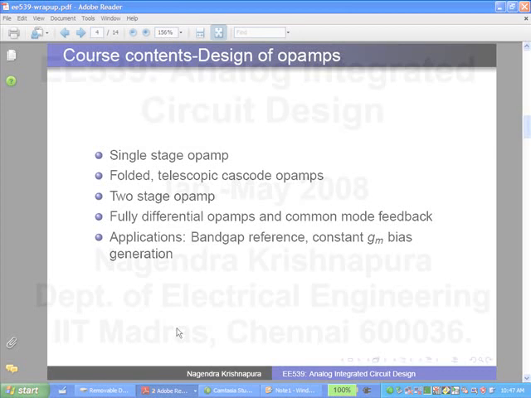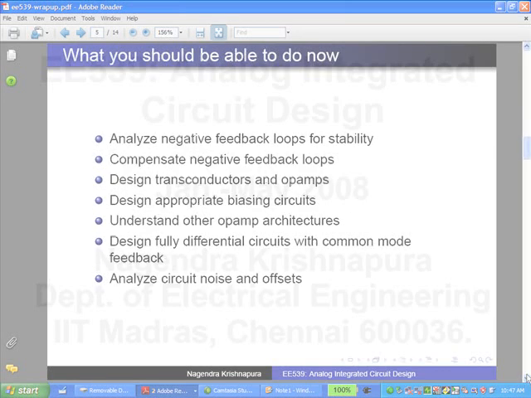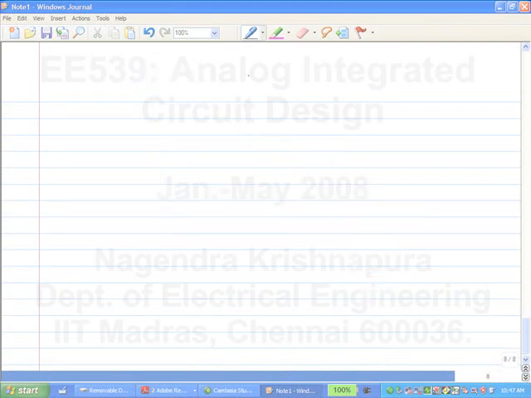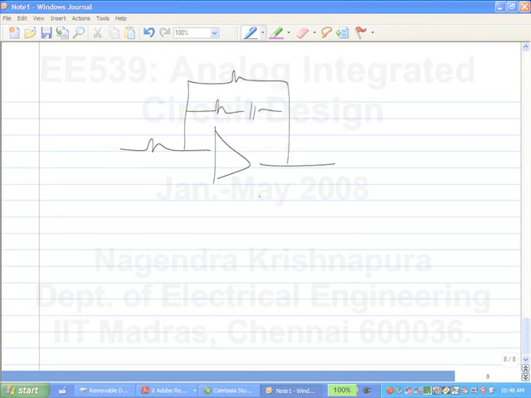So what you should be able to do now is analyze negative feedback loops for stability. If you come across discrete op-amp circuits, the data sheet gives you some application notes on how to use an op-amp, and many times the schematics can look pretty complicated, depending on what op-amp it is. All those things you should be able to analyze now. All that is doing is introducing poles and zeros in the right places so that finally in the loop gain you have 20 dB per decade at the unity gain crossing.